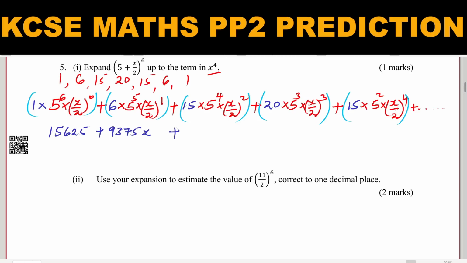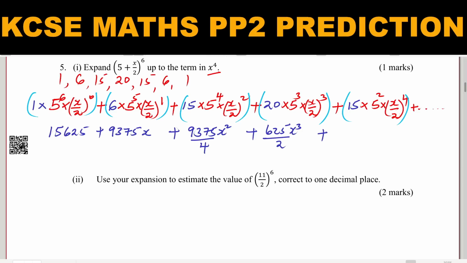The other term, 15 times 5 raised to power 4 times x over 2 squared, using a calculator, will give us x squared divided by 4, so that will give 9375 x squared divided by 4. And then the next one, 20 multiplied by 5 cubed times x over 2 cubed. X over 2 cubed will give x cubed over 8, and that will give 625 x cubed divided by 2.